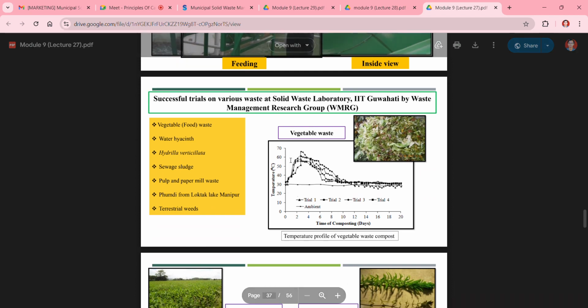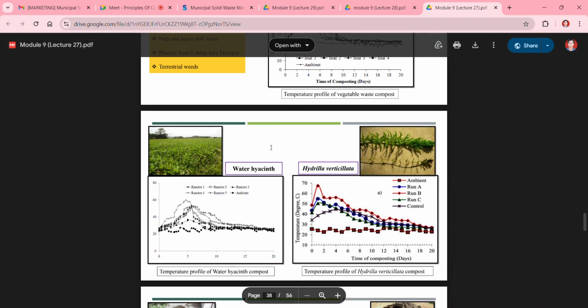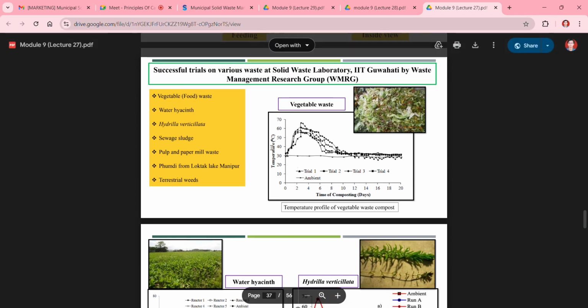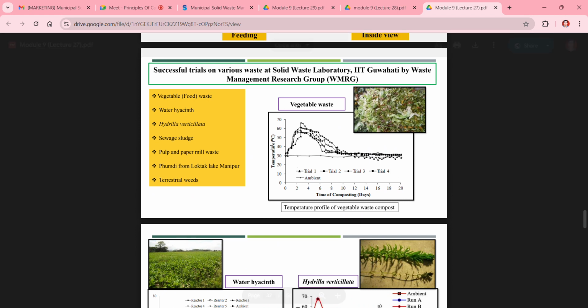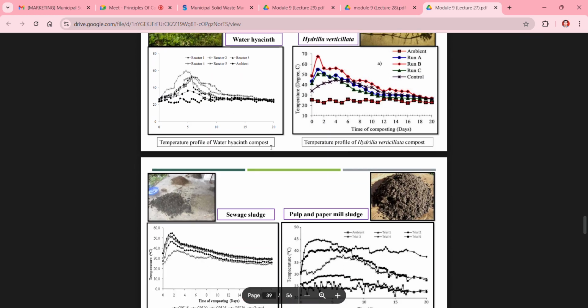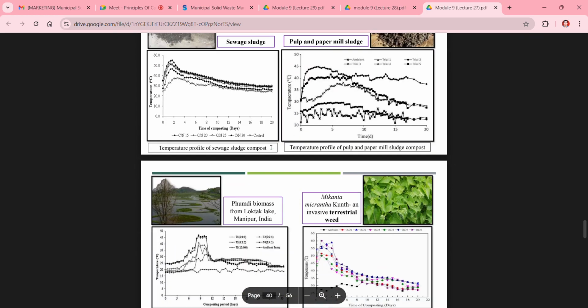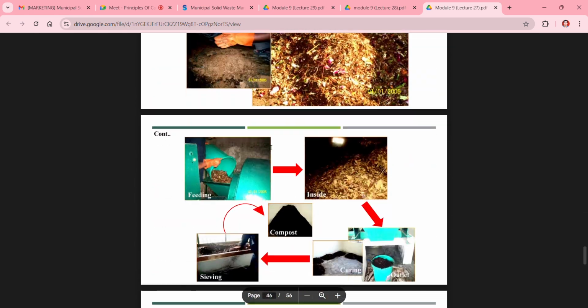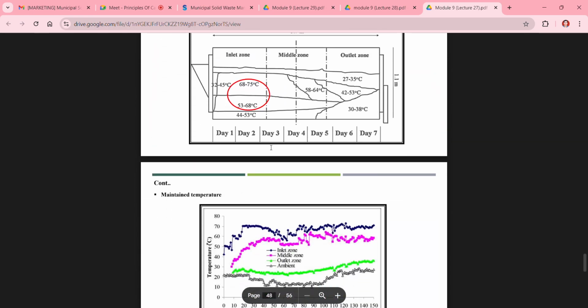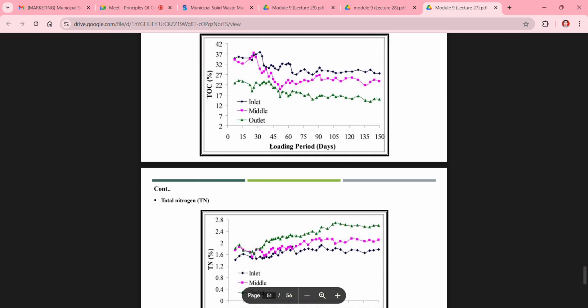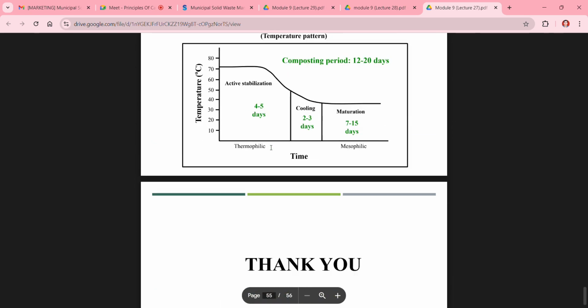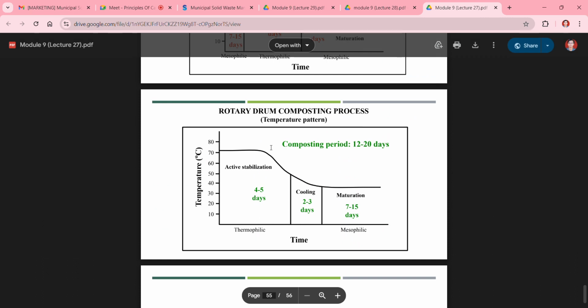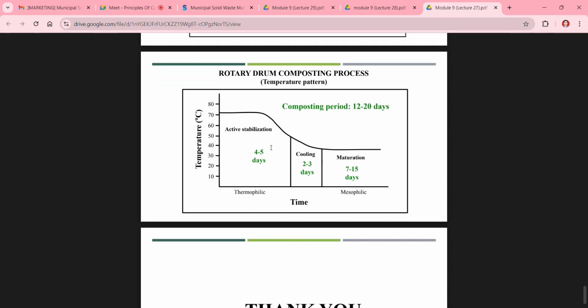figure. And there have been some successful trials at IIT Guwahati by waste management research groups on these rotary drum systems for composting different types of municipal solid waste. So there are some images. Then they have provided some results. Okay, so in the rotary drum composting process, the temperature pattern will be like this.